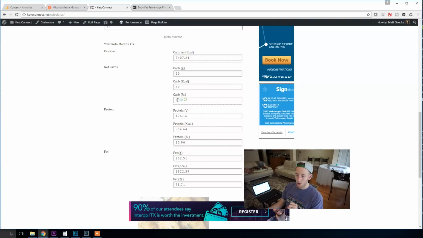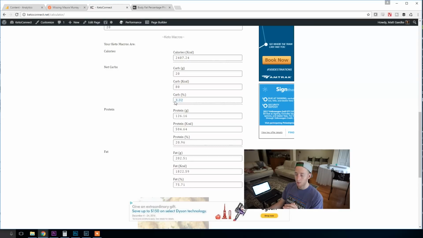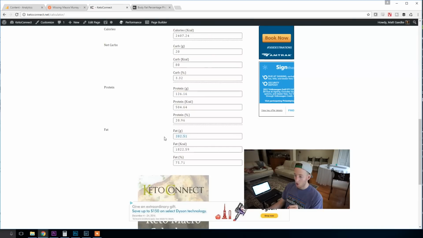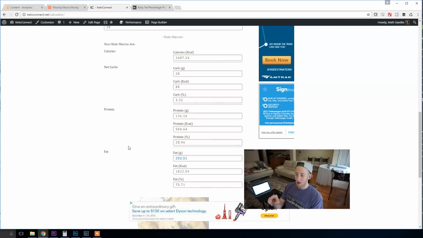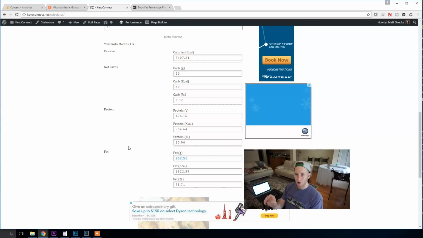Now, this is a percentage of calories, not a percentage of grams. Some people get thrown off by that. So my protein is 126 grams a day, and my fat is 202 grams a day. It's a lot. Yeah, so just run through these calculations. I want to try getting this so it can be emailed to you or a printable version, but for now, maybe just take a screenshot or write it down.